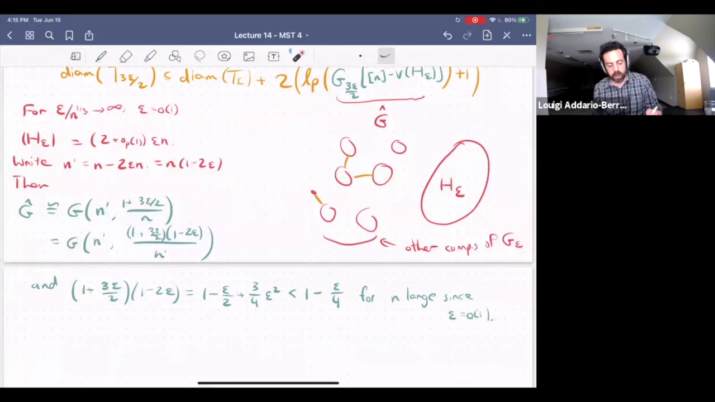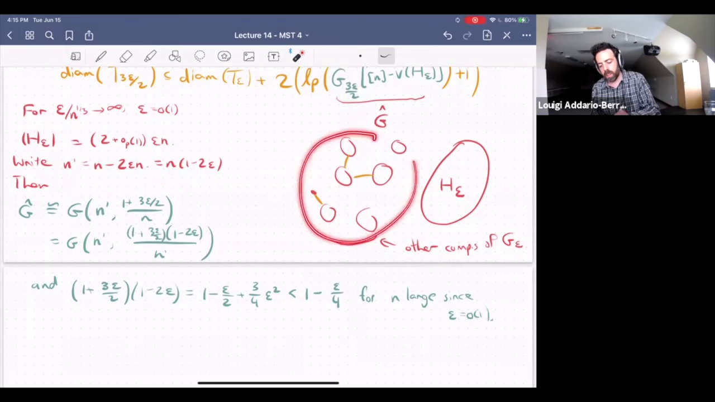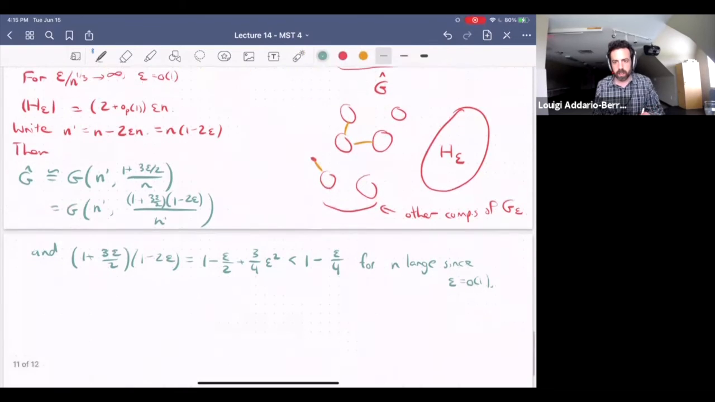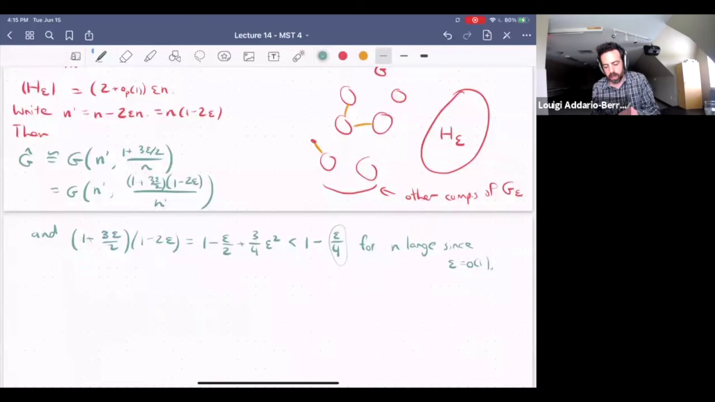So the point is that what's left out here, even after we add these yellow edges, the edges that take us from epsilon to 3 epsilon over 2, still looks like a subcritical random graph. Okay, it's not quite as subcritical. We got an epsilon over 4 instead of an epsilon, but it's subcritical.